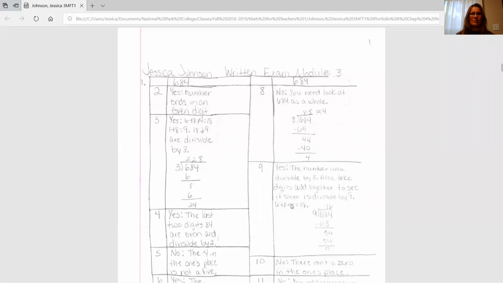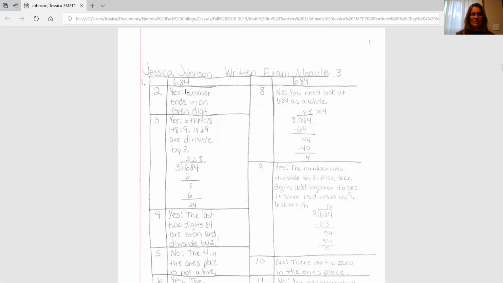Hello, mathematicians. Let's talk about number theories and integers. So how can we know if a number is divisible by 2, 3, 4, 5, 6, 7, 8, 9, 10, or 11? Let's talk about it.